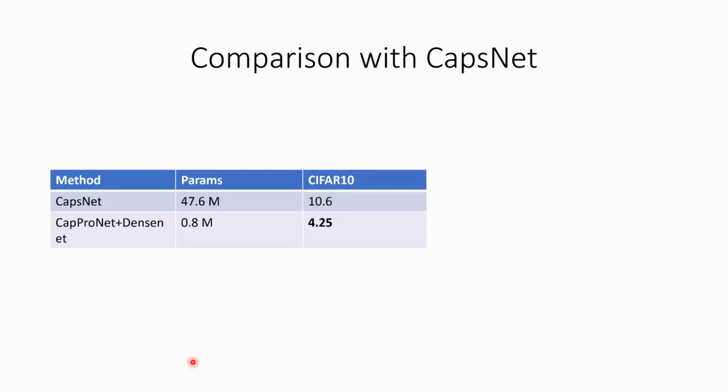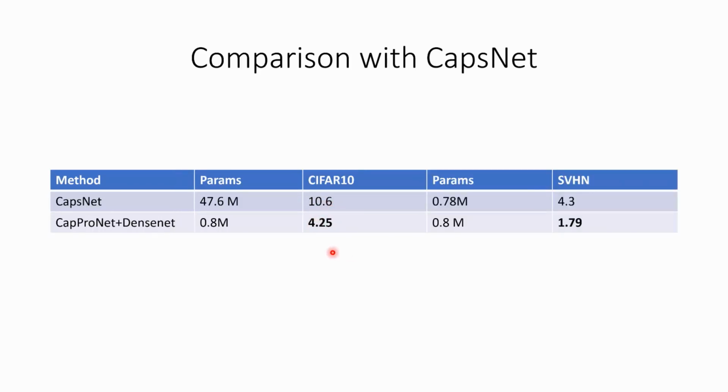We also compared the result with the CapsNet model. And as you can see, in regard of parameters, the CapProNet with DenseNet backbone has much fewer parameters compared to the original CapsNet, while it has significant improvement over the actual Capsule network. We also have results for the SVHN dataset with almost similar number of parameters. Again, CapProNet with DenseNet backbone achieved better result than the baseline.